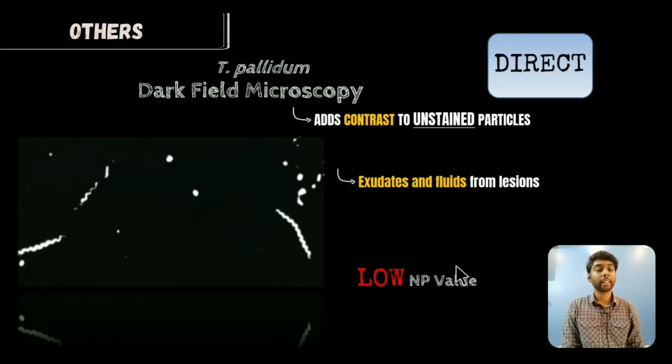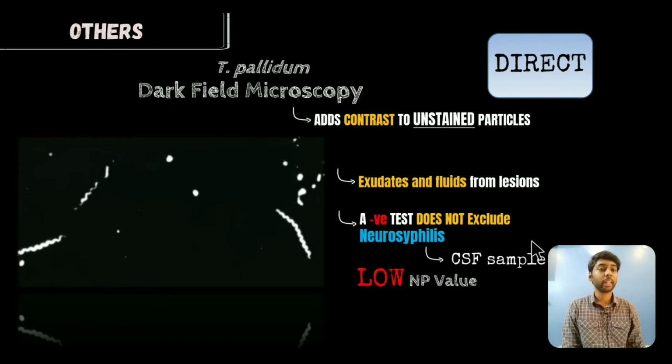The problem is it has a very low negative predictive value. So what does that mean? What it means is if the test comes out negative, we cannot say that we don't have the bacteria in the lesion. So that means we cannot be sure, even if we find a negative test, that the patient does not have syphilis or Treponema pallidum. Like in case of neurosyphilis, if we collect a CSF sample and prepare a slide and don't find any bacteria under the dark field microscope, we can say that there is a possibility that the patient is syphilis negative, but we cannot be sure at all.